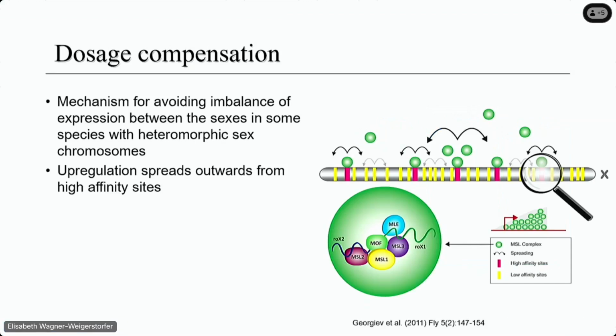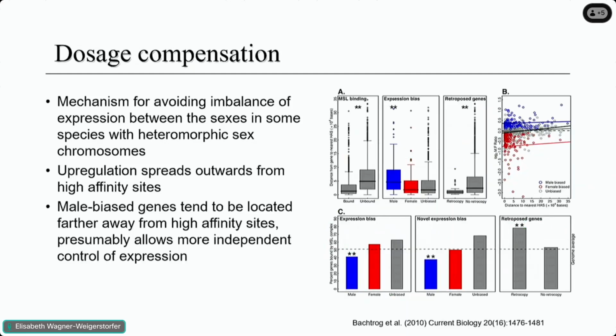So this upregulation seems to spread outwards from so-called high affinity sites, so that this green MSL complex binds to these high affinity sites on the X and then causes upregulation as you move outwards from those sites. So even though we typically call it global dosage compensation, it probably varies a little bit along the X chromosome depending on your proximity to these sites. And male biased genes tend to be located further away from the high affinity sites, which presumably allows more independent control of expression.